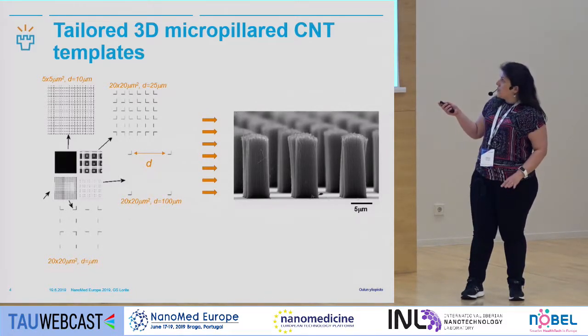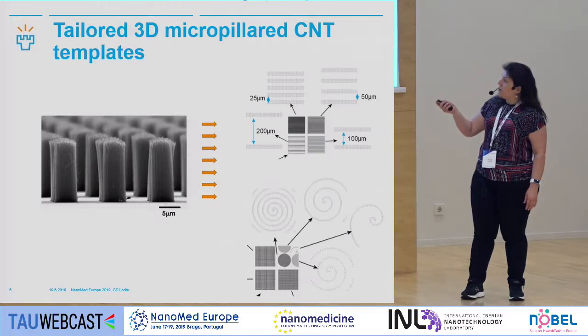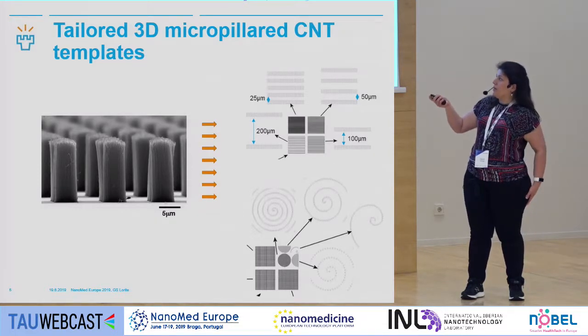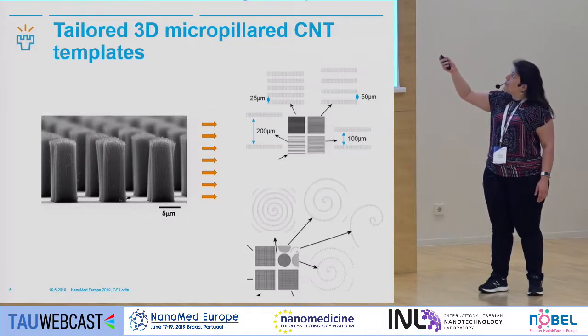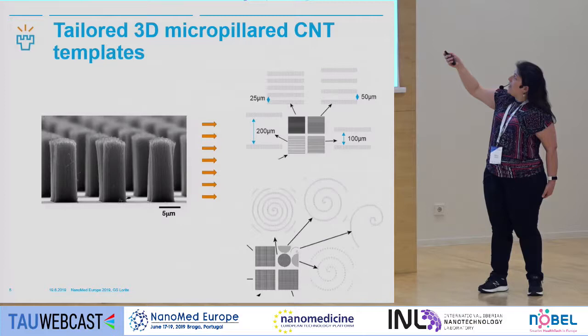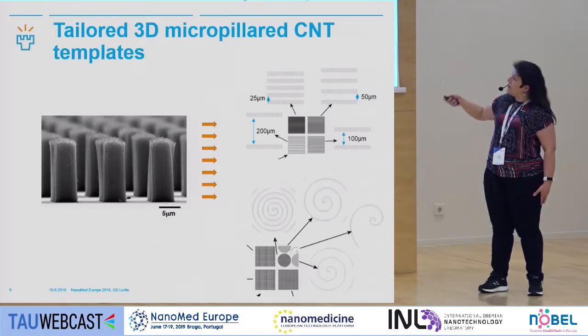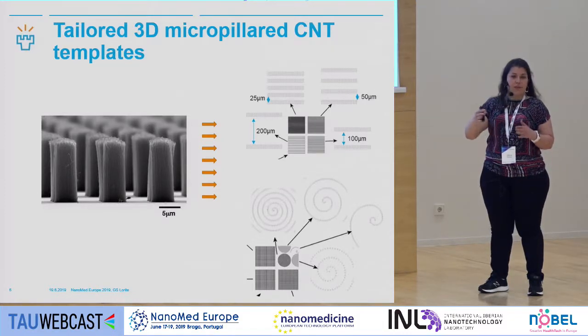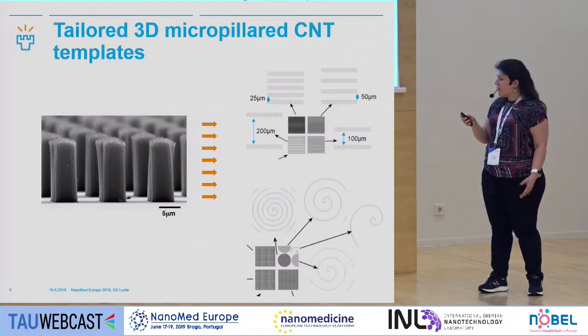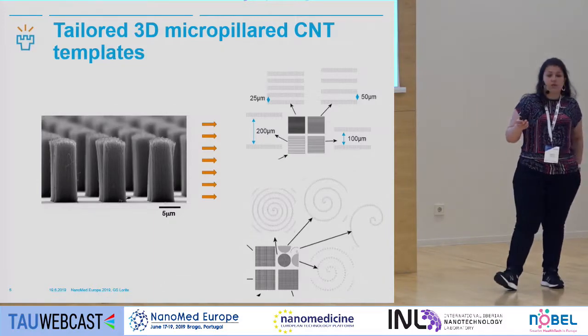Based on this first result, using the 5 by 5 microns pillars and the 10 microns distance, we also created different kinds of templates. One as stripes, so we have 3 lines of these pillars with these dimensions, and we separate those lines by 25, 50, 100, and 200 microns. We also created spirals by keeping the same distance between pillars. And that's where the interesting results come.